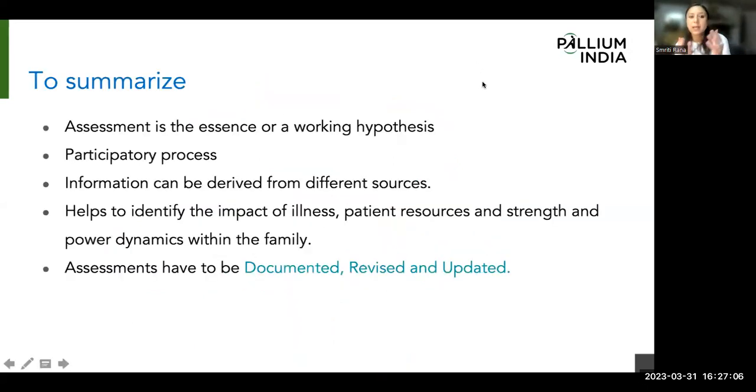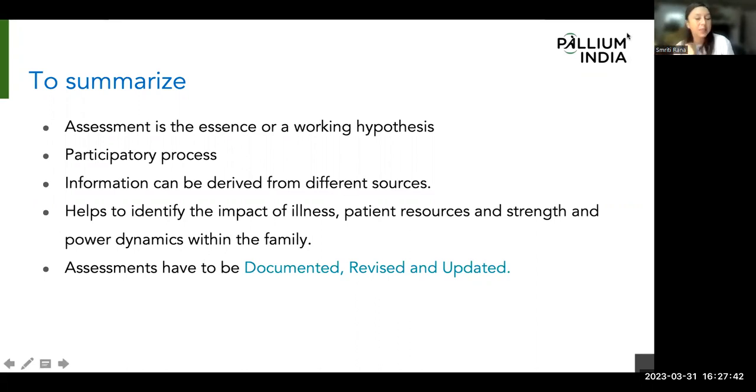So to summarize, assessment is the essence, or a working hypothesis. It's constantly changing, constantly evolving. Your first assessment will never be your last assessment. It will be very far from that. It is very participatory. It requires you and the person that you're assessing to participate in a partnership with one another. Information can be derived from different sources, not just the person you're talking to. It helps us to identify the impact of the illness, the patient's resources and strengths, and power dynamics within the family.